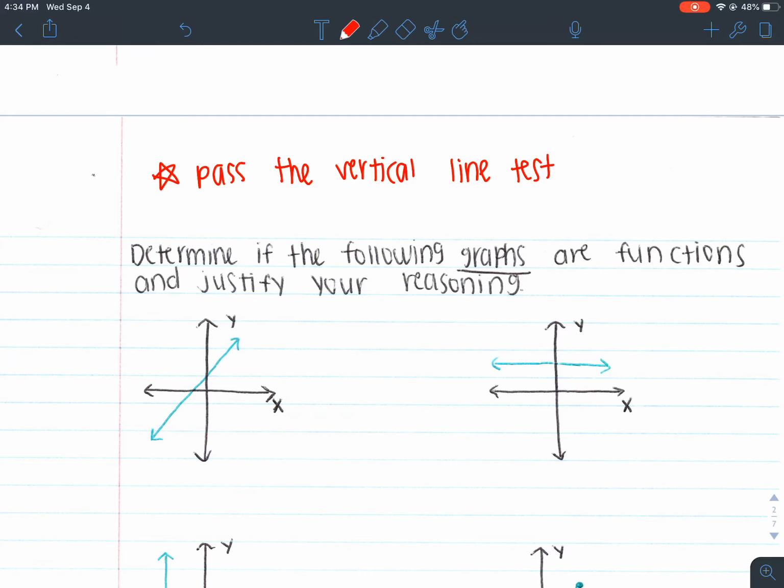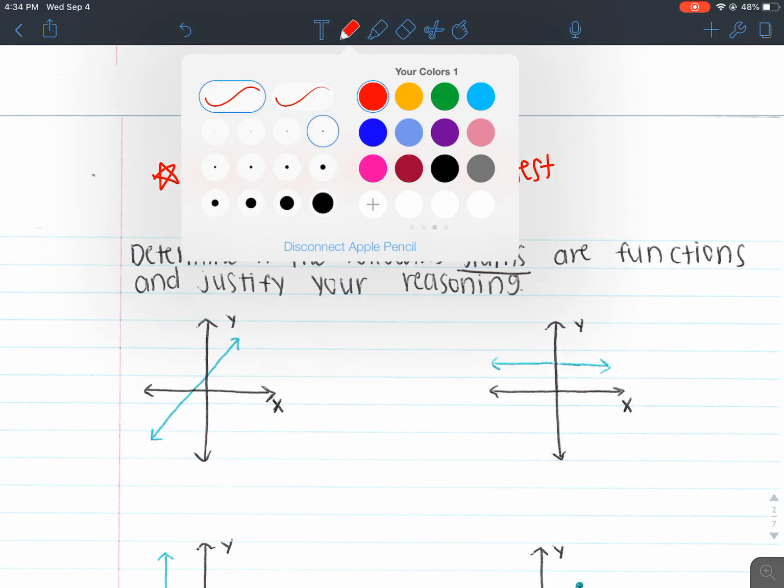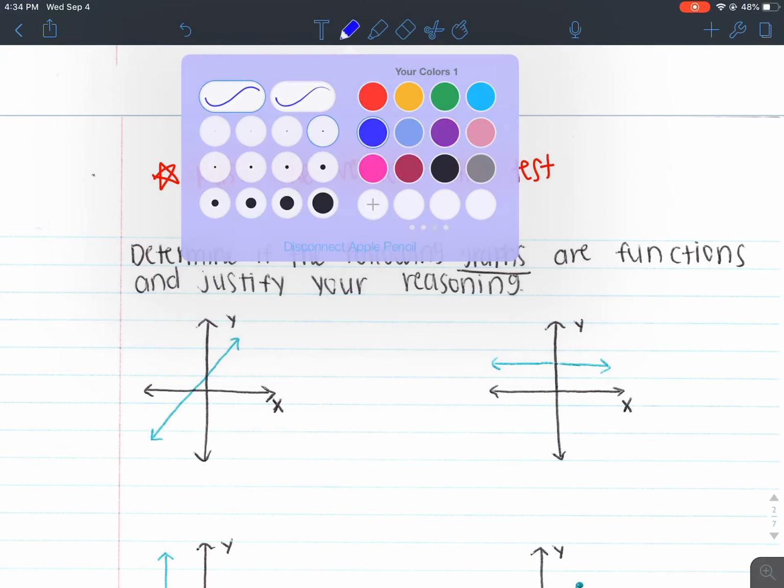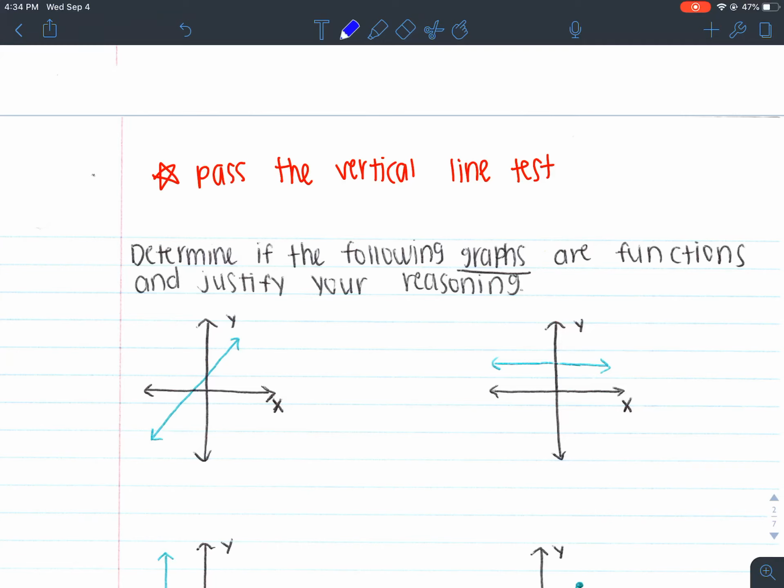And in middle school, your teacher might have called it the pencil test. The problem with the pencil test is that, well, can't you just hold your pencil at a multitude of different angles? Like I could hold it sideways like this, or I could hold it to the side like this. So the pencil test doesn't really make sense.